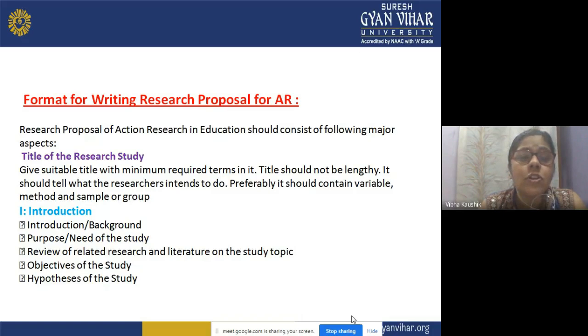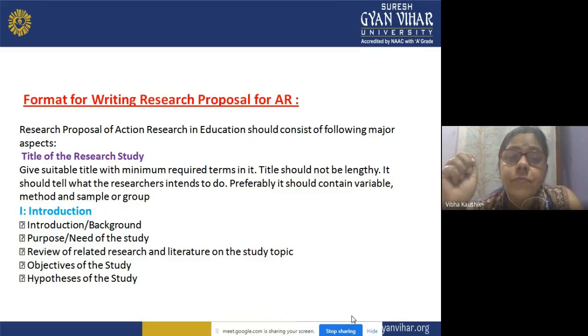perspective of what a researcher is going to do in his research. It should tell what the researchers intended to do, meaning the purpose of doing that particular research. Preferably, it should contain the variables which you have selected for your research. They should be mentioned in the title of the research study, along with the method you have applied and the sample or group on which you have conducted your research.